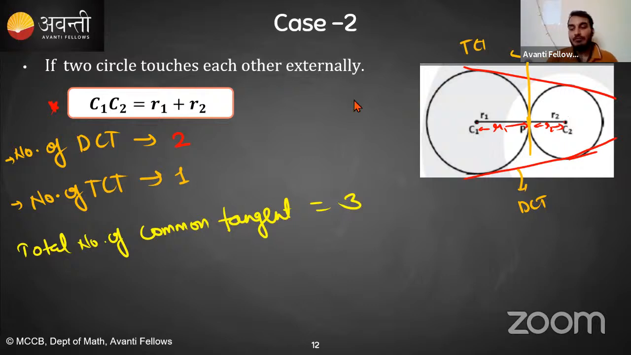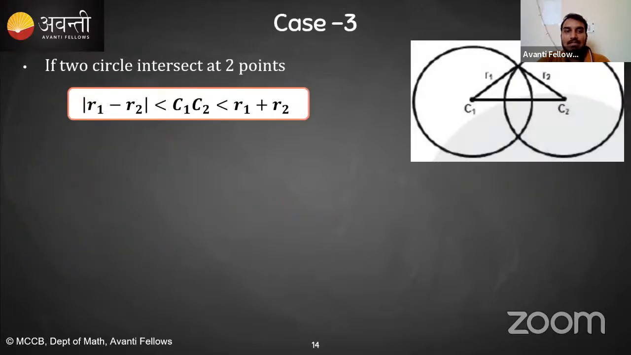So if two circles are separated, then C1C2 is greater than R1 plus R2, and in that case there are 4 common tangents, 2 transverse and 2 direct. Case 2: if two circles are touching each other, then the condition is C1C2 equals R1 plus R2. Then there are 3 common tangents, 2 direct and 1 transverse. I hope this is clear. Now let's move on to case 3.